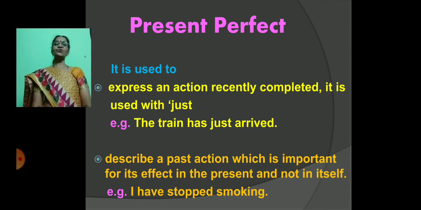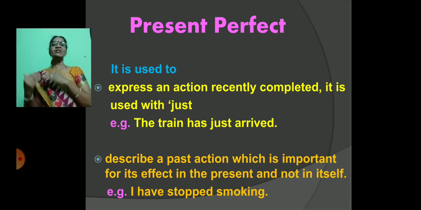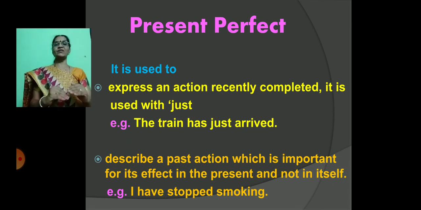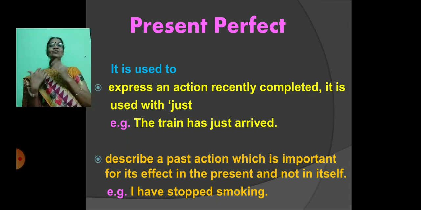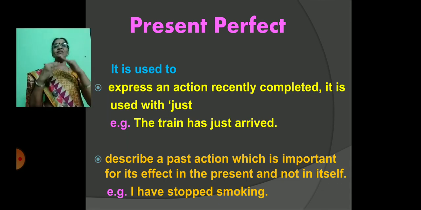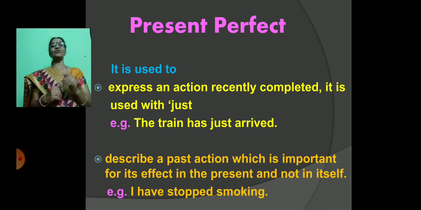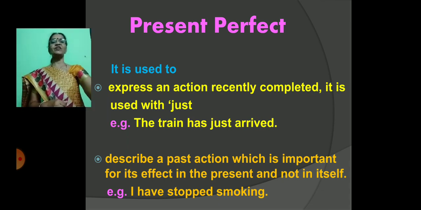It is also used to describe a past action which is important for its effect in the present and not in itself. An action which has happened in the past but its effect is for the present. So I have stopped smoking. So these days I don't smoke. So I have stopped. In the past that action has taken place but its effect is now. So we use present perfect over here.